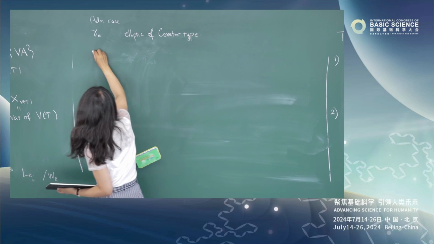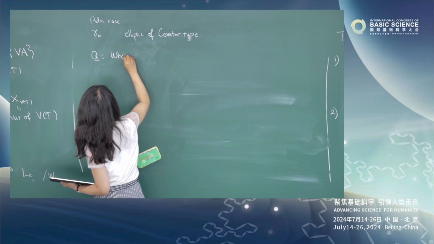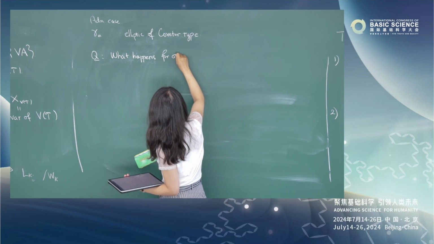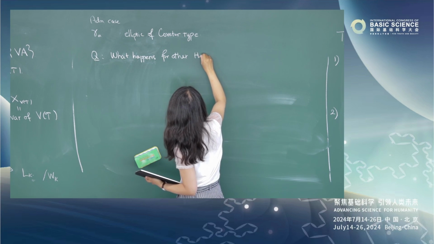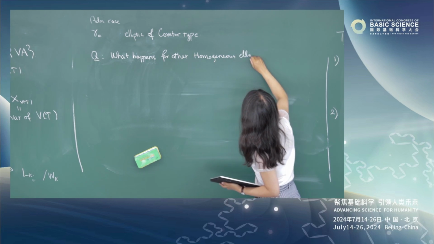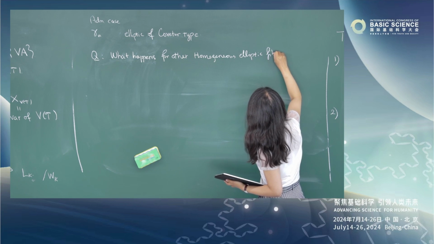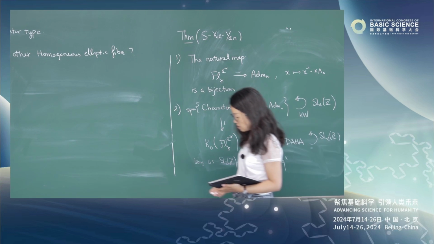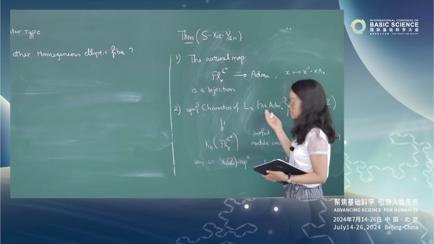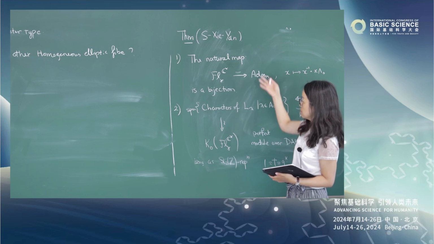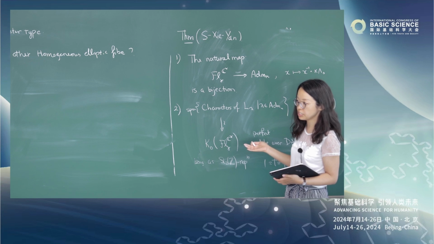But you can ask what happens for other homogeneous elliptic fibers. So I will explain a little bit later. It depends on an elliptic regular number, and you can consider the vertex algebra at the corresponding level. And you might want to know, does this picture generalize to those situations?